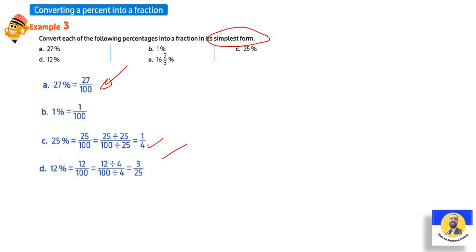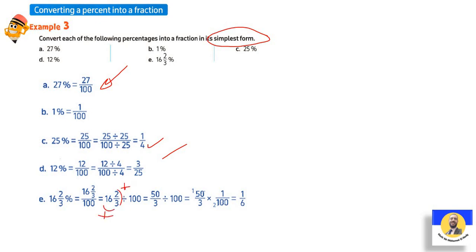It will be 3 over 25. Letter E: 6 and 2 over 3%. It means the mixed number over 100, that is, divided by 100. Okay, then we can start to change a mixed number into a fraction. How? Multiply, then plus.